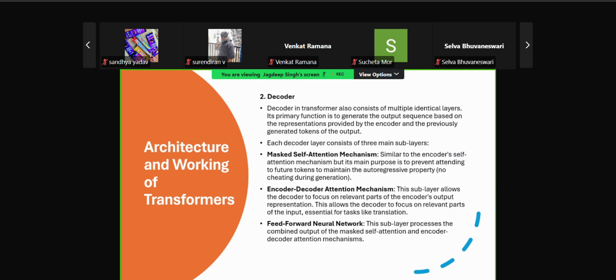This sublayer processes the combined output of the masked self-attention and encoder-decoder attention mechanisms. So in the decoder, three main sublayers are available: the masked self-attention mechanism, the encoder-decoder attention mechanism, and the feed-forward neural networks.